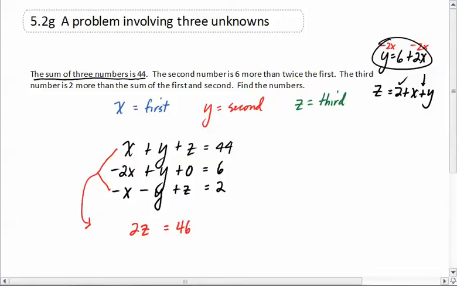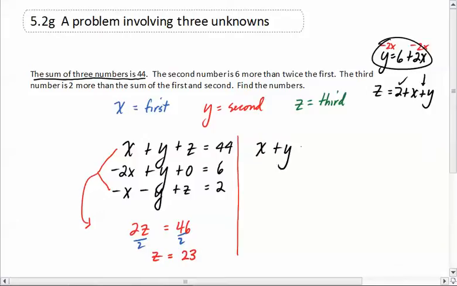Now, I hadn't planned on this, but I want to continue with this one. I'm going to divide by 2, and I get that z is 23. So we have one of our numbers, 23. Let's take a look at what we can do with that now. If I know that z is 23, then I can put that back into one of my other equations.